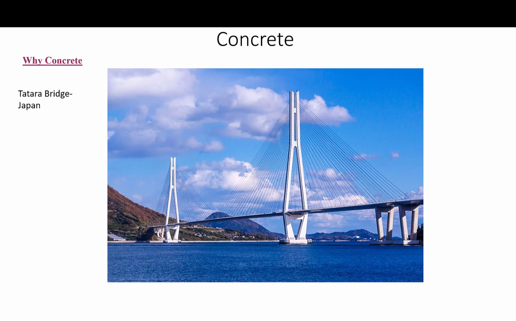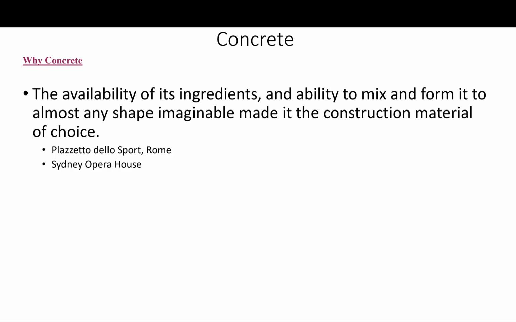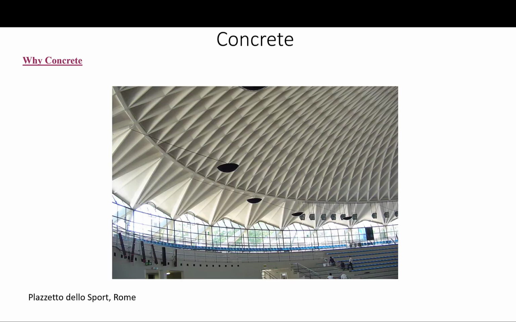This photo is one of the most impressive bridges in the world, the Tatara Bridge in Japan. It was only possible with the use of concrete. The availability of its ingredients and the ability to mix and form it to almost any shape imaginable made it the construction material of choice. Examples, as you will see, of what was possible with the use of concrete.